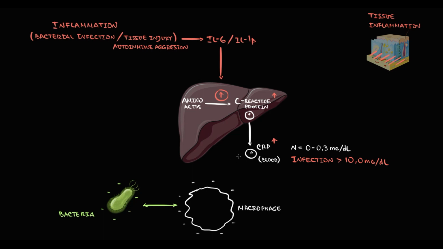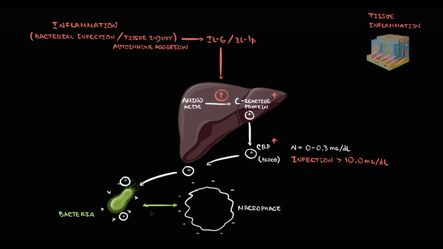And it's the moment when C-reactive protein comes into play. C-reactive protein binds to bacteria, and because C-reactive protein has a mild positive charge, by binding, C-reactive protein neutralizes the negative charge on the bacteria surface, and this permits macrophages to come close enough to phagocytose bacteria. So C-reactive protein helps to fight bacterial infection.